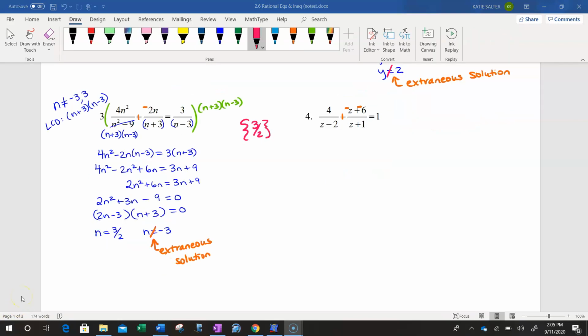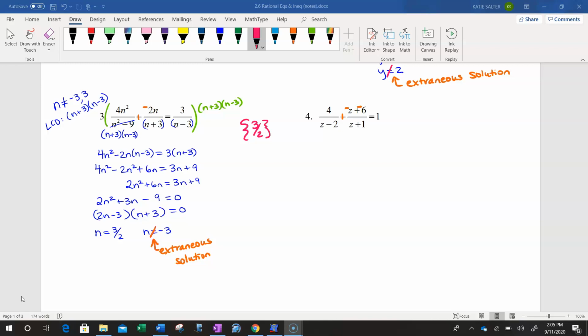Okay, so for this one, we have a least common denominator of n plus 3 and n minus 3. We also know that n cannot equal negative 3 or positive 3. So we multiply each term by the LCD. In the first term, everything reduces, so we're just left with 4n squared. The next one, the n plus 3 reduces, so we have negative 2n times n minus 3. And the last one, the n minus 3 reduces, so we have 3 times n plus 3.